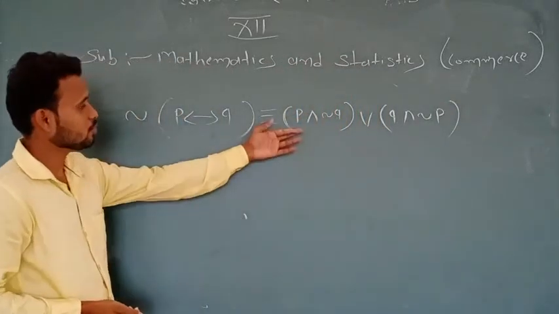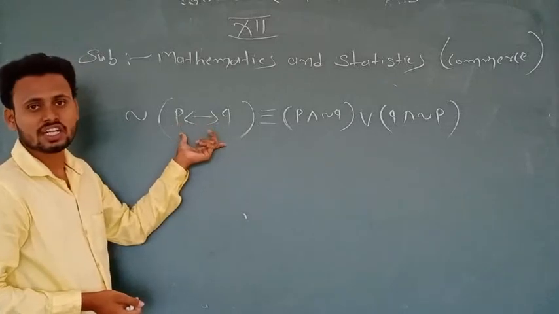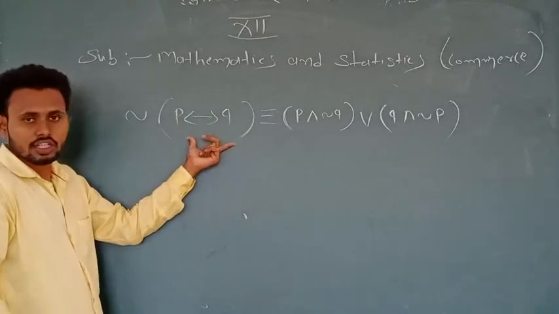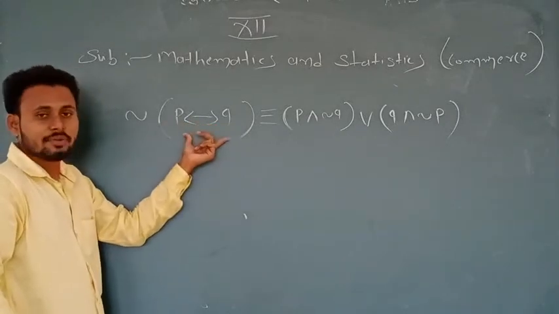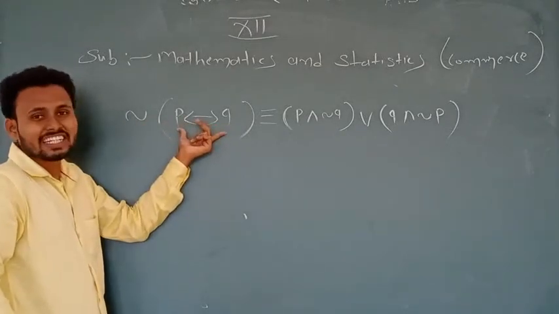Q and negation P, which is the required negation of a conditional statement. This statement represents the negation of a conditional statement. These statements represent the negation of a biconditional statement.